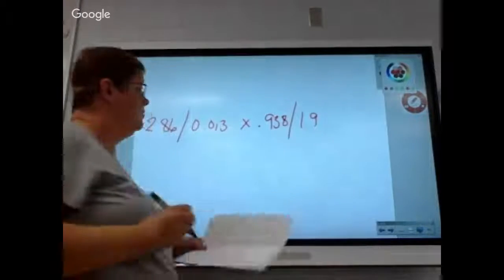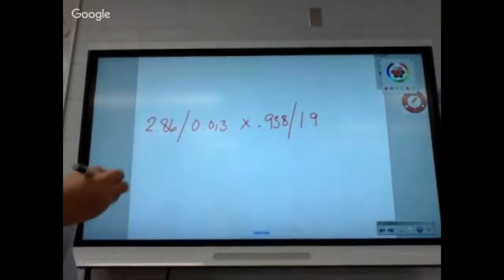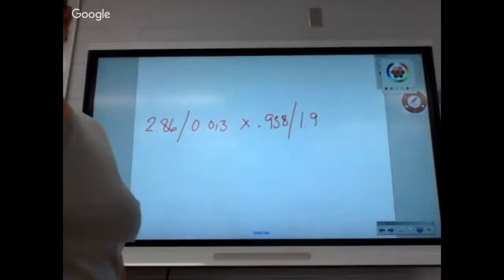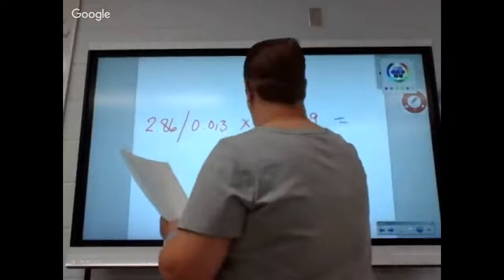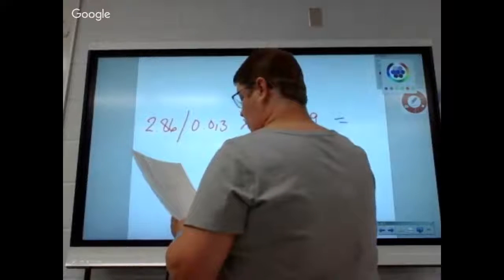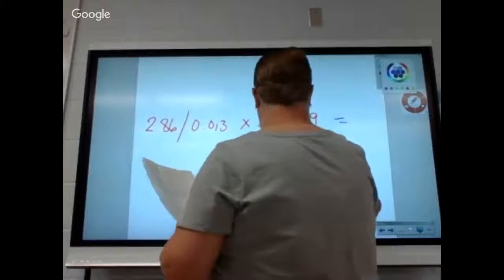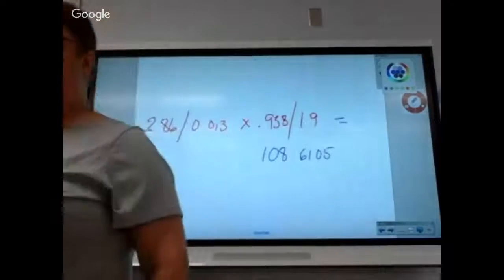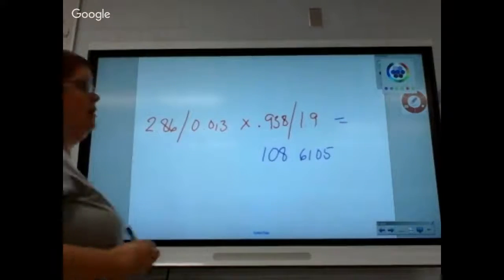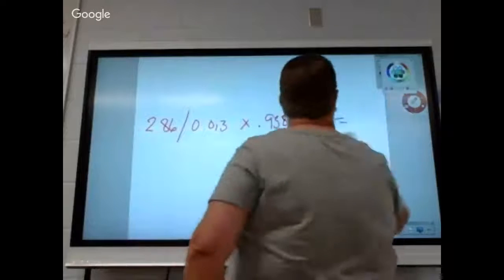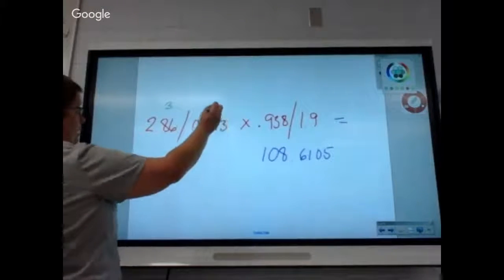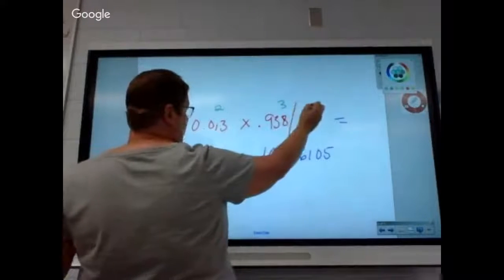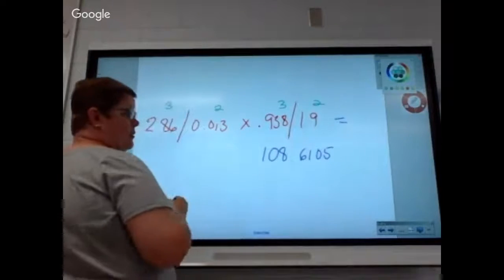All right, we have that. So if this is what we have, we're multiplying and dividing, right? We get an answer of 108.6105. All right, once I get that, we've got to count our significant digits again. How many significant digits do we have here? And how many here? And how many here? And how many here? So we know how many we want in our answer.